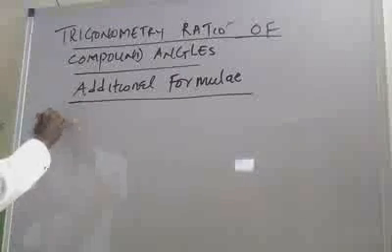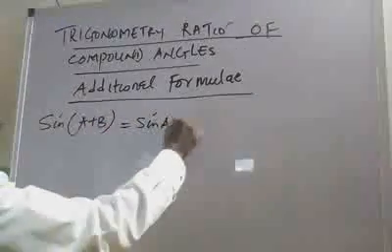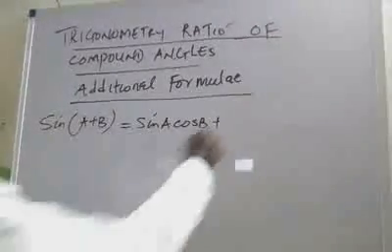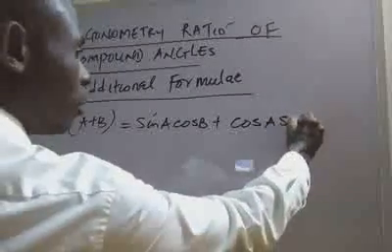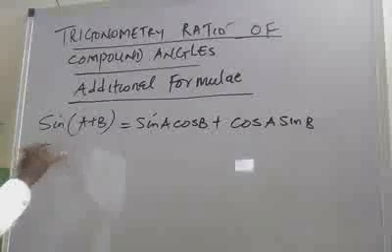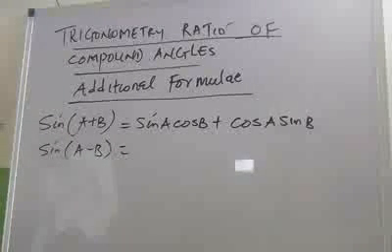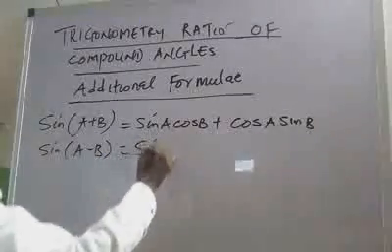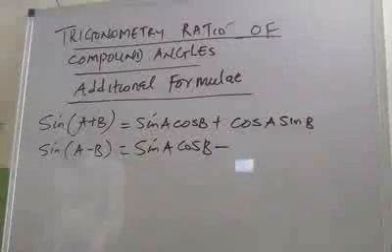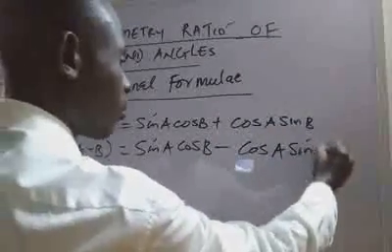We have sine A plus B is equal to sine A cos B plus cos A sine B. While sine A minus B is sine A cos B minus cos A sine B.